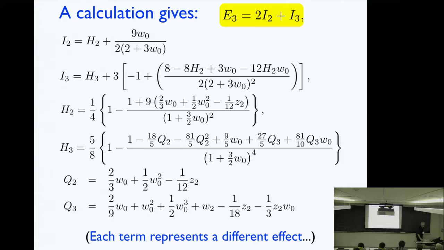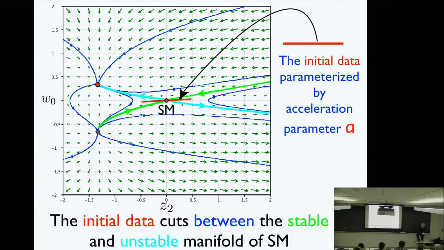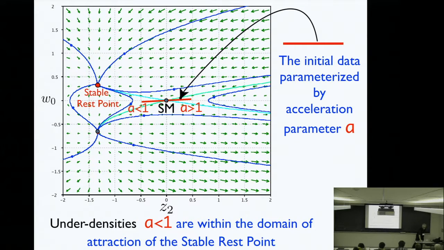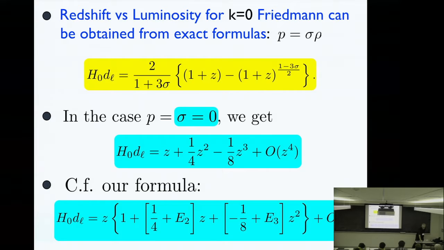And the formula, that is the formula. Each one is, so E3 is 2I2 plus I3. I2 involves H2 W0, I3 involves H W0, but then H2 involves the G2, and then you keep adding in more and more terms. Finally, every one of these terms is non-zero in the standard model, so that's another double check: we have to get the right answer in the standard model, the arithmetic has to be right. Then this data, you just plot it, and it cuts between the stable and unstable manifold there. And then we can compare it with the standard model.